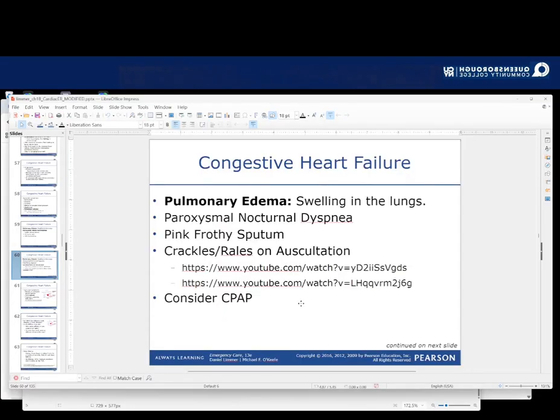This patient figures it out. It happens often enough that they figure it out. So what patients with congestive heart failure tend to do is sleep semi-Fowler's all night. How can you do that? By sleeping on multiple pillows. So those are the big symptoms: pink frothy sputum, paroxysmal nocturnal dyspnea, rales and crackles on auscultation, and the other one is pedal edema, swelling in the feet.